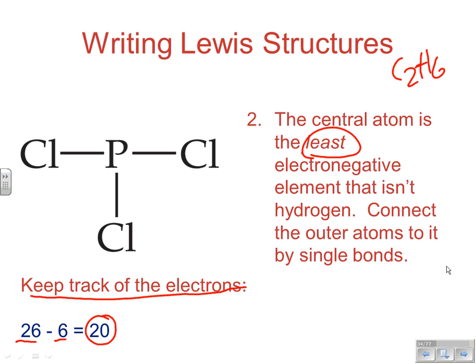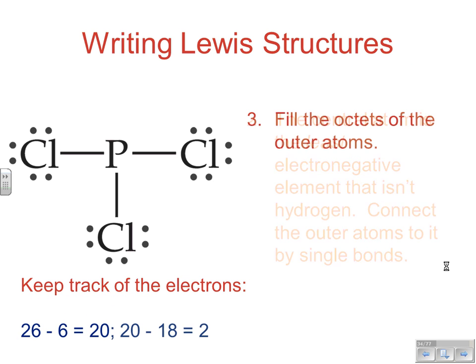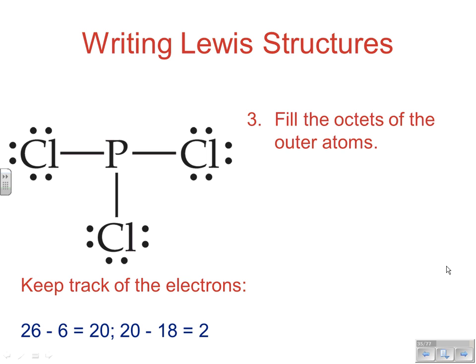And that basically brings us to step 3. In step 3, you're going to give all of the exterior atoms, your outside atoms, full octets. And once again, you're going to keep track of your electrons to see how many you've got. In the case of PCl3, each chlorine really needs 6 dots to form its full octet, because remember, a bond is actually 2 electrons. So you basically have to draw in 6 dots around each chlorine. That's going to be a total of 18 electrons.